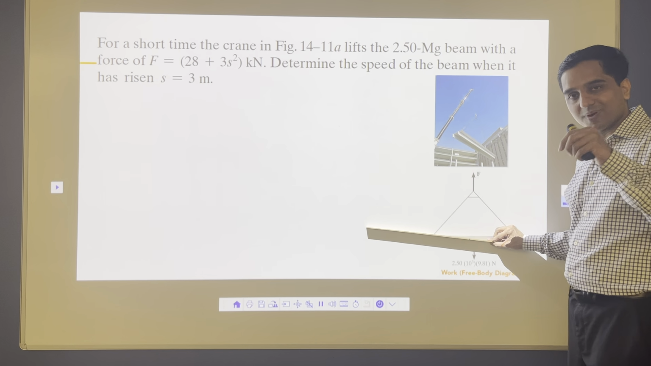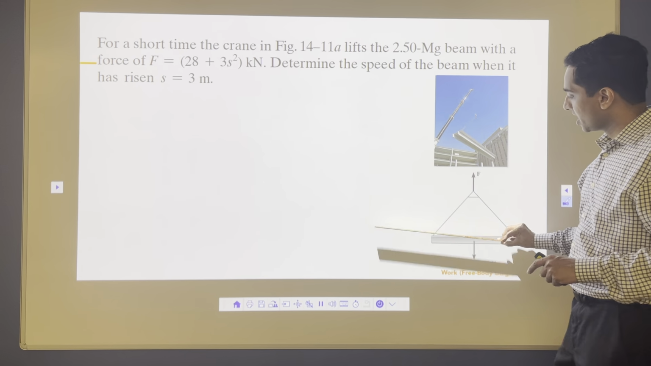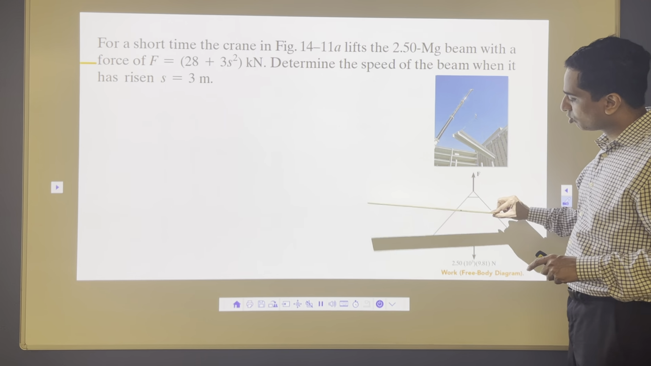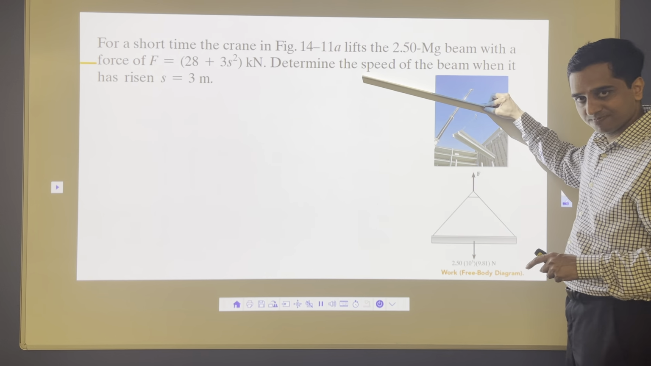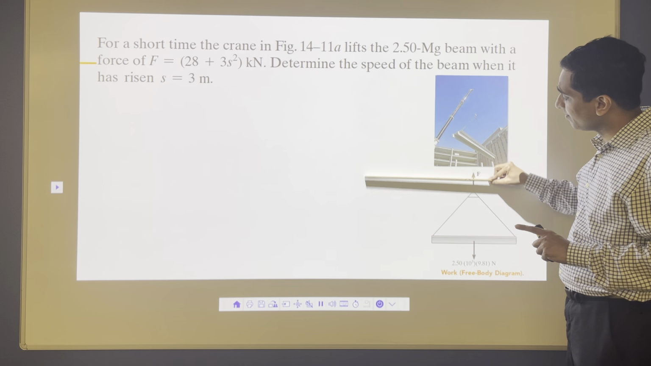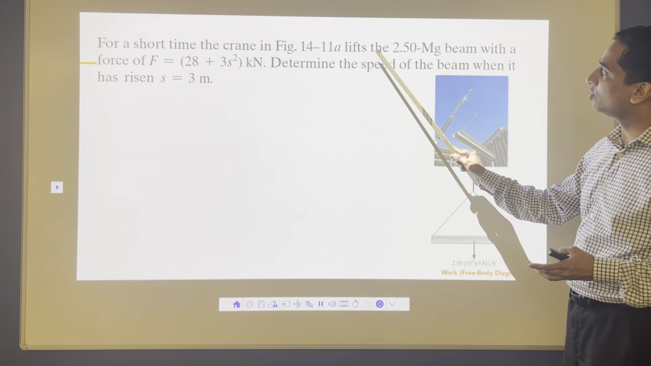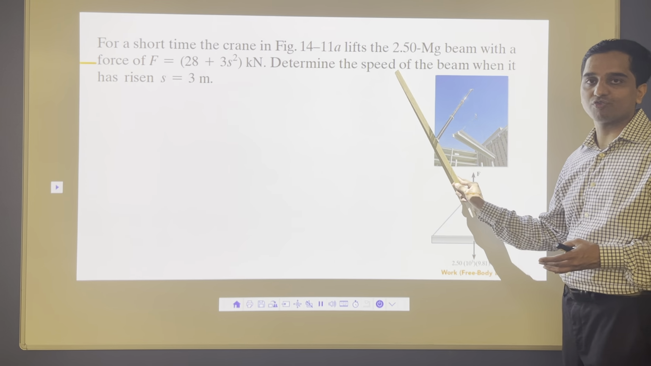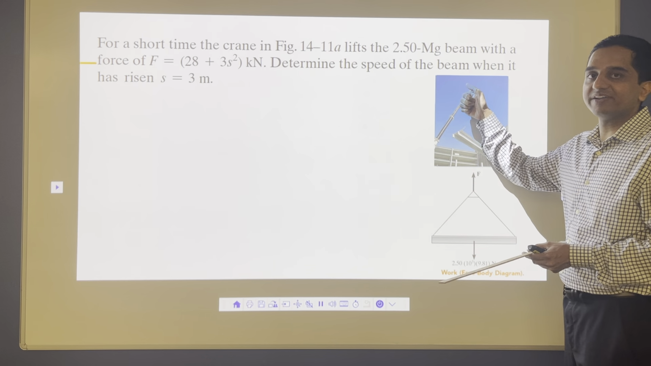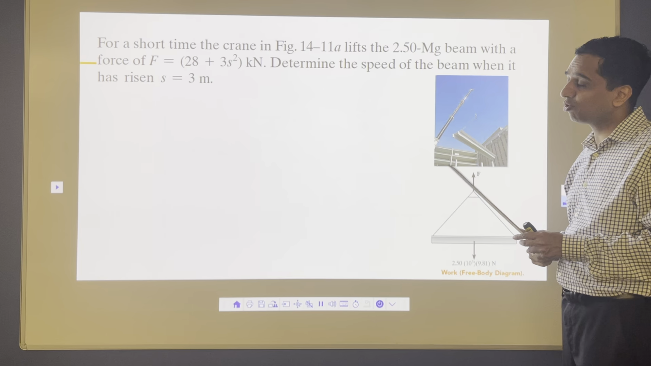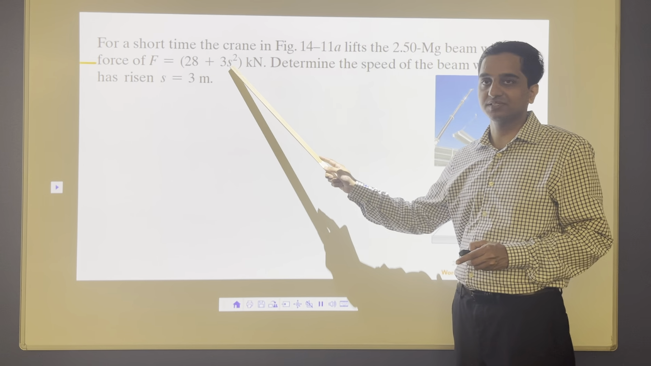Now, you apply force F with this function, with this equation, and you start lifting it, and then it goes 1 meter, 2 meter, 3 meter, 4. It's going to go up. But at the 3 meter mark from the ground, I want to find out its speed. It means I want to find out its velocity, how fast it is going in the upward direction. That's what I want to find. And force is not constant here. This force is a function of s.